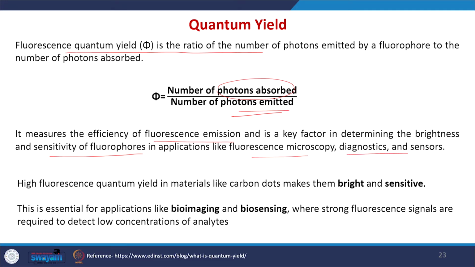So, that is why whenever we synthesize carbon dots or quantum dots, we have to check whether they have a high fluorescent quantum yield or not. If it has a high quantum yield, that makes the carbon dots bright and sensitive. So, this is one of the essential parameters for applications in the biomedical field, especially in bioimaging and biosensing, where strong fluorescent signals are required to detect low concentrations of analytes.